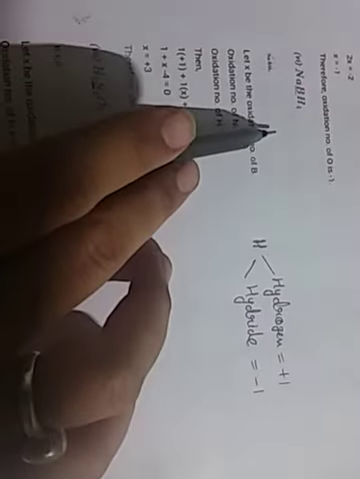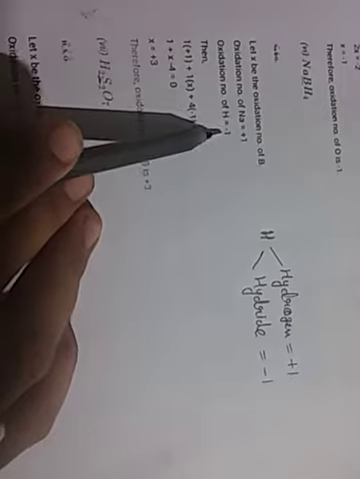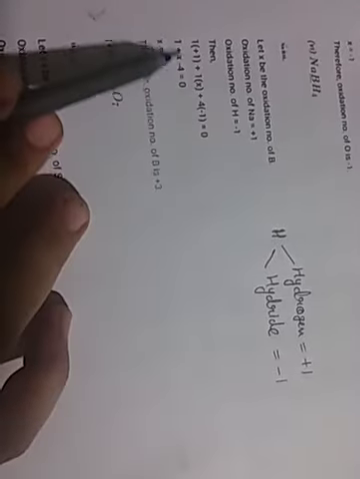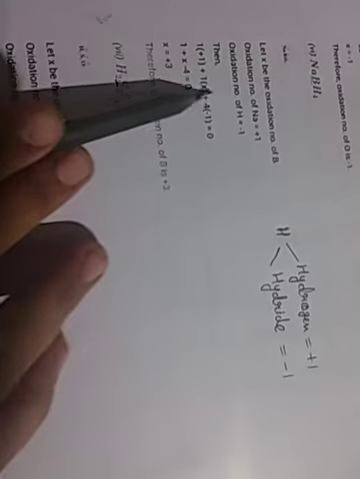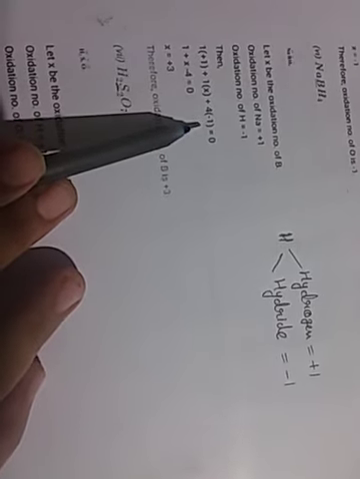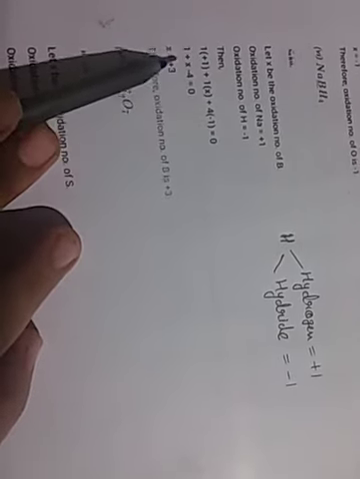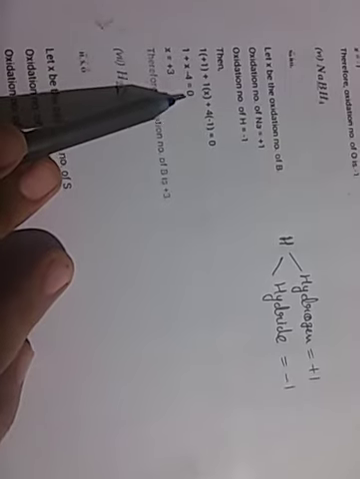So NaBH4. Let X be the oxidation number of B. The oxidation number of Na is plus 1, and hydrogen in hydride form is minus 1, whereas otherwise it is plus 1. So put the value: plus 1 into plus 1, plus 1 into plus X, and then 4 into minus 1 is equal to 0. So plus 1 plus X minus 4 is equal to 0.